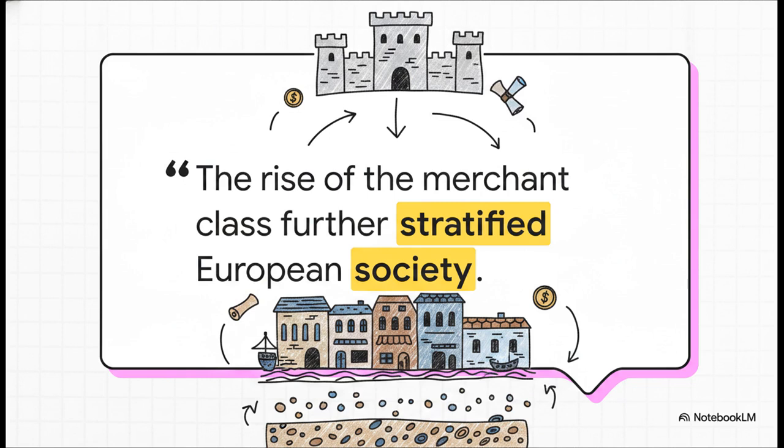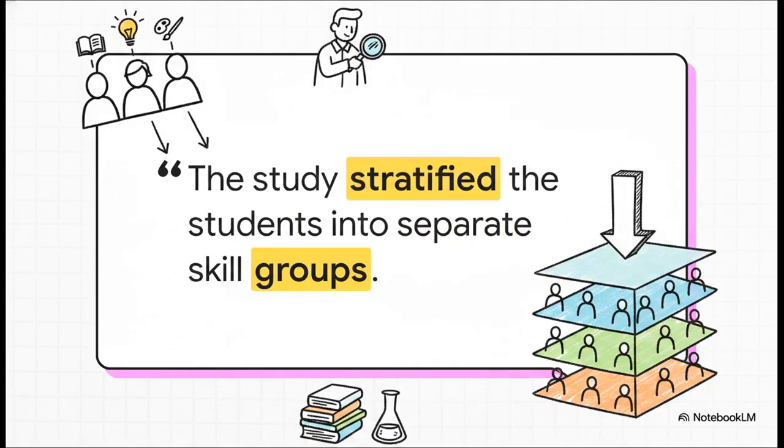And this brilliantly illustrates our second context, which is historical. The rise of the merchant class further stratified European society. Here, the word acts as a totally neutral descriptor for a historical shift. We aren't making a value judgment here at all. We're simply observing that an economic event, the rise of merchants, divided society into new, ranked layers. The society was formed into figurative strata, with different groups stacked above or below one another based entirely on this new economic reality.